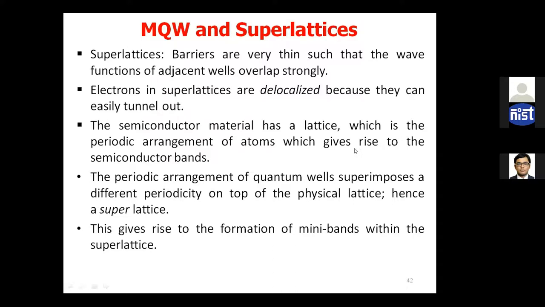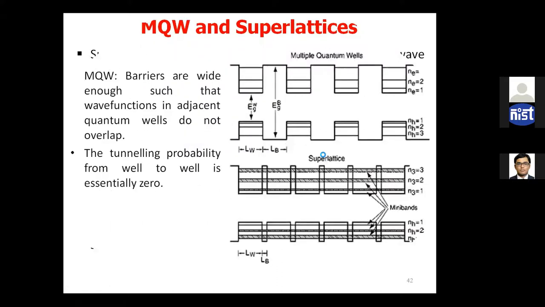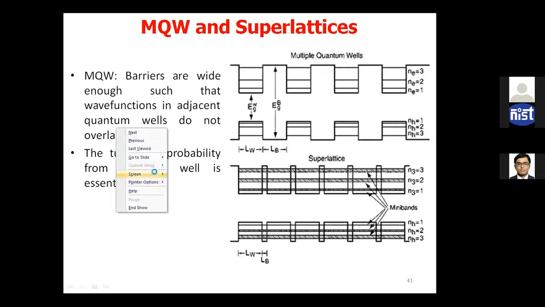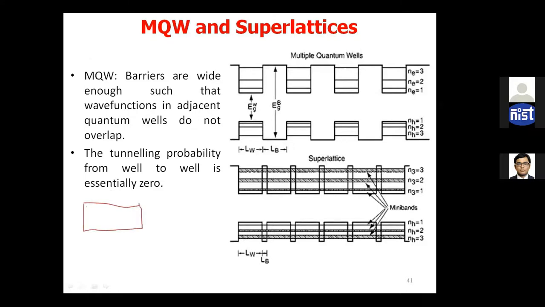From your master level class, you know that when we take a crystal, there are atoms inside it, and when the atoms are formed close to each other, there is overlapping of energy levels. As the atoms come close, their energy levels overlap like this. If you take a lot of atoms, then what will happen?